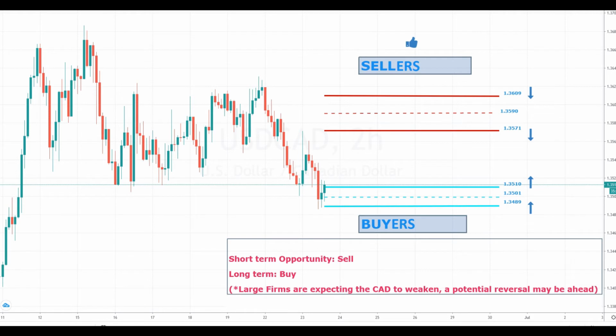What prices sellers were more actively selling. In this example, sellers were active at 136.09, 135.90, 135.71. In this example, we saw the price was more or less 135.01 for buyers.